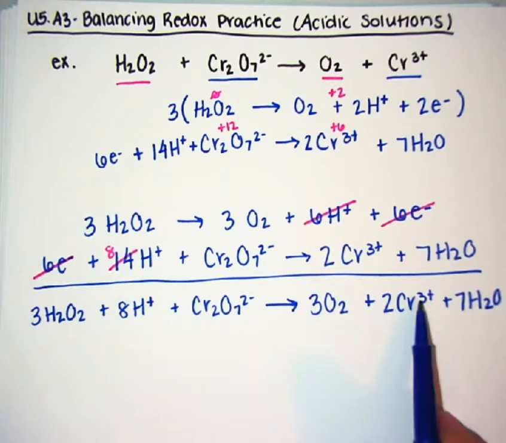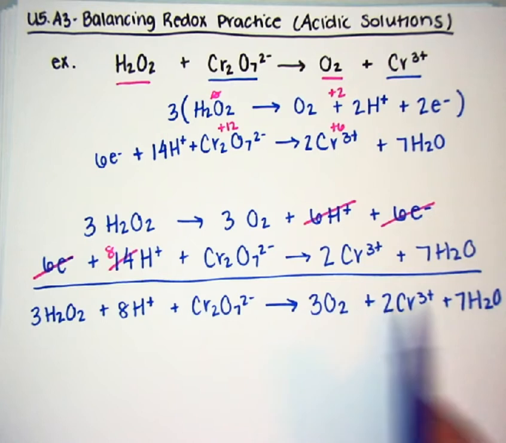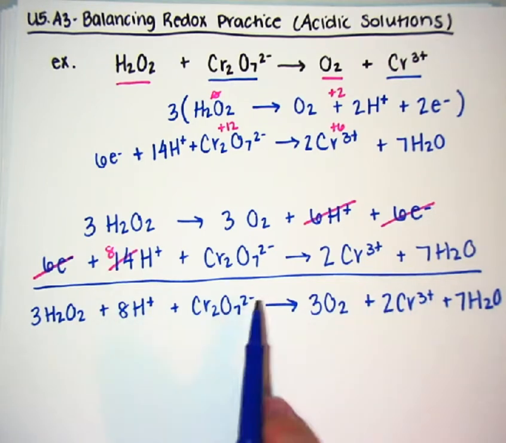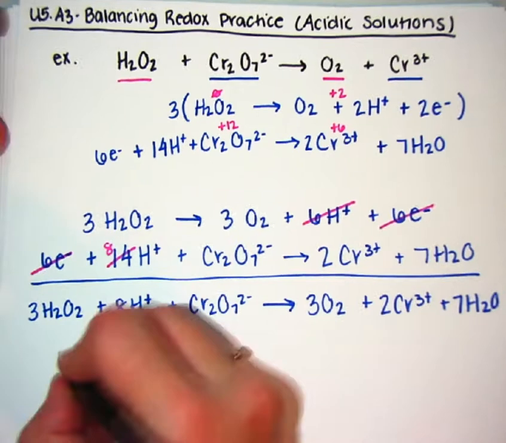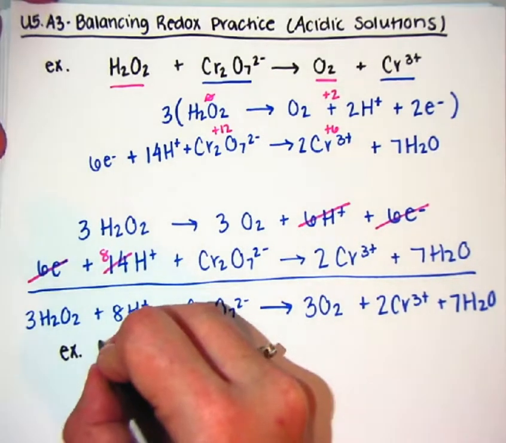And my net charge should be a positive 6. Neutral, neutral, 2 times 3 is positive 6. So here I have a positive 8 minus 2 gives me positive 6. So this one's balanced. Next example.